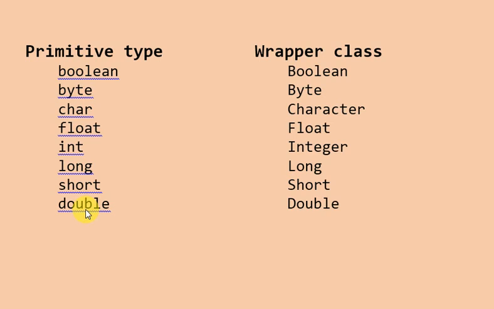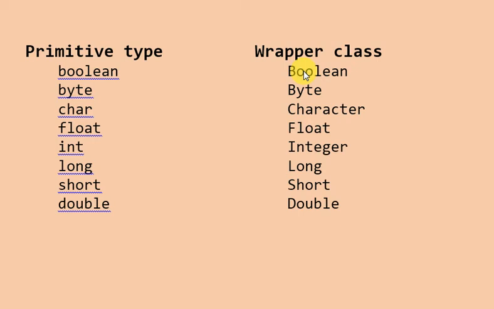So in Java we have these primitive types: boolean, byte, char, float, int, long, short, and double, and they have their relevant wrapper classes. And the only difference you can just view here is boolean with small b or Boolean with capital B. So all the wrapper classes have the same names, but they start with a capital letter. So this is one of the major differences between a primitive data type and a wrapper class.